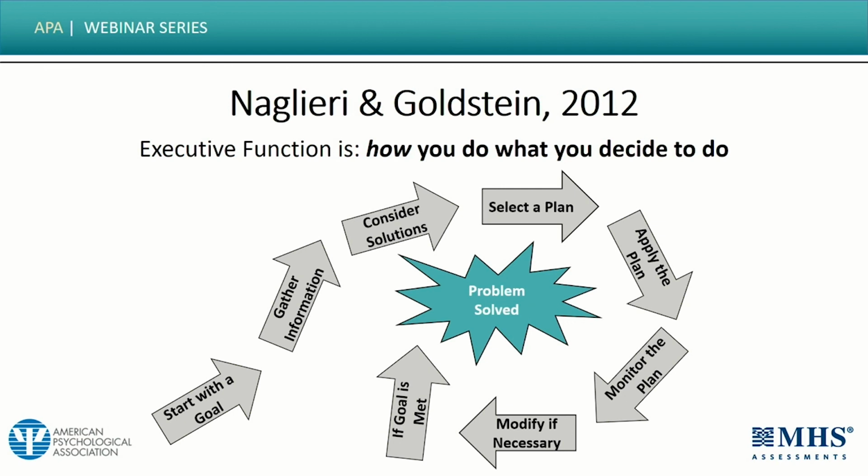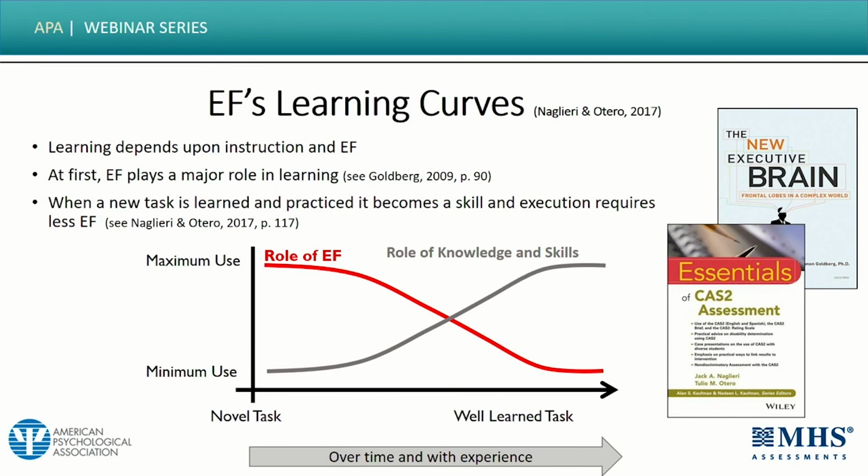Now, I want to speak about another really important foundational concept here. And this is also something that Nick Goldberg discusses in his book, and I discuss with my colleague Tulio Otero in our most recent book on the essentials of CAS2 assessment. And if you look at these two curves here, along the horizontal, we move from, over time, a novel task to a well-learned task.